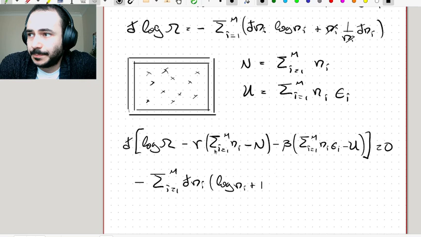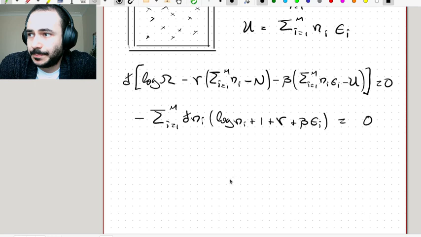And then the second term is just directly the gamma and the differential of ni, which is outside of the parentheses. I don't have to put it. This is a constant, so I don't care. And here I have a similar term. So this would be beta times epsilon i times the differential, which is outside. And the internal energy is a constant, so it goes away. This thing has to be equal to 0.